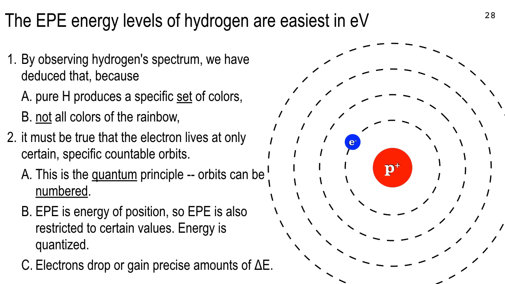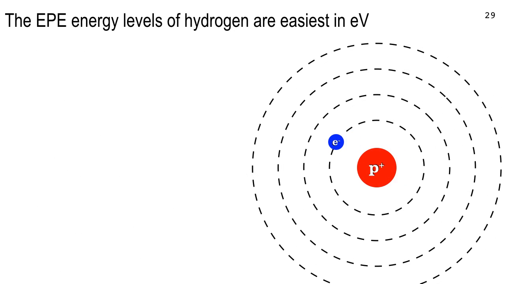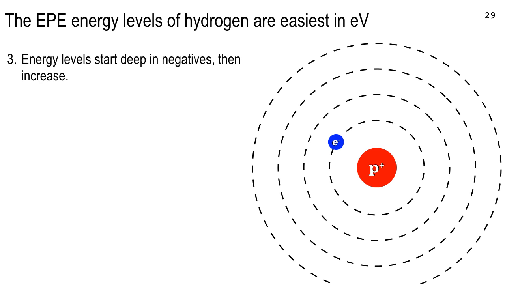So electrons drop or gain precise amounts of delta E. When they drop, delta E is negative, and all that energy goes into the energy of the outgoing photon. If it absorbs a photon of light, like what retinol does, if hydrogen absorbs a photon of just the right color, it will boost it up to one of the upper energy levels. So the energy levels start deep in the negatives, and then they increase.